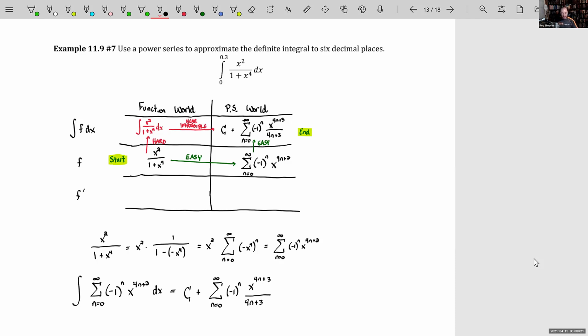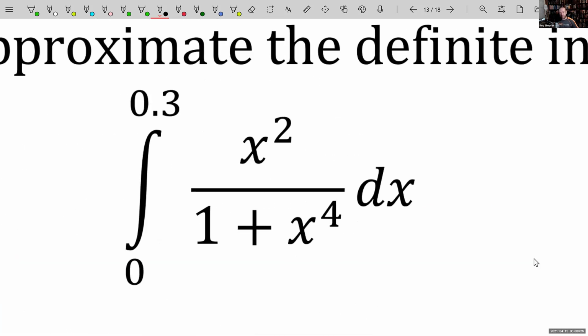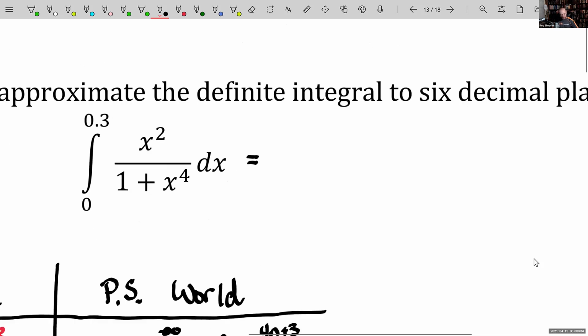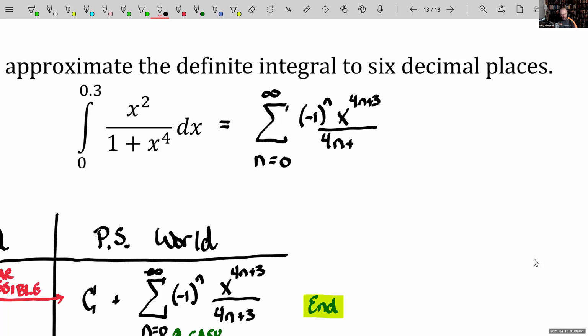Okay. So anyway, when we evaluate a definite integral, you never have a plus C. So this definite integral, don't worry about the plus C, it's going to be the summation from n equals 0 to infinity of negative 1 to the nth, x to the 4n plus 3 over 4n plus 3. That was the antiderivative, and we're evaluating this from 0 to 0.3.